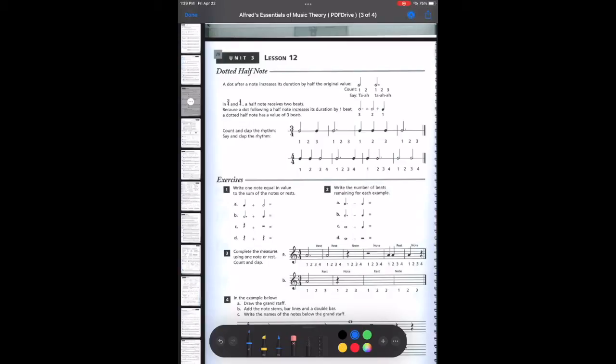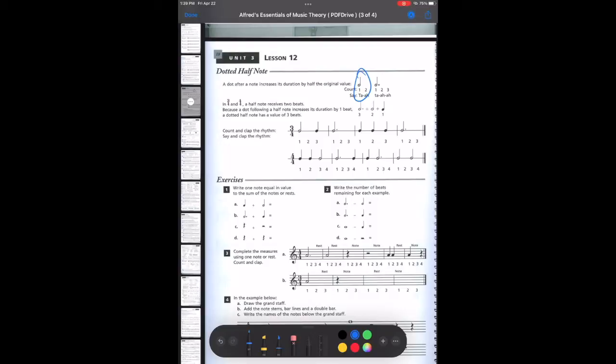Number 12, the dotted half note. So the dotted half note, a dot adds half of the note's value. Since a plain half note is 2 beats, putting a dot on it makes it 3 beats, because half of 2 is 1, and 2 plus 1 is 3. Sometimes that confuses people at first, so you can just memorize that a half note with a dot, or a dotted half note, is 3 beats.